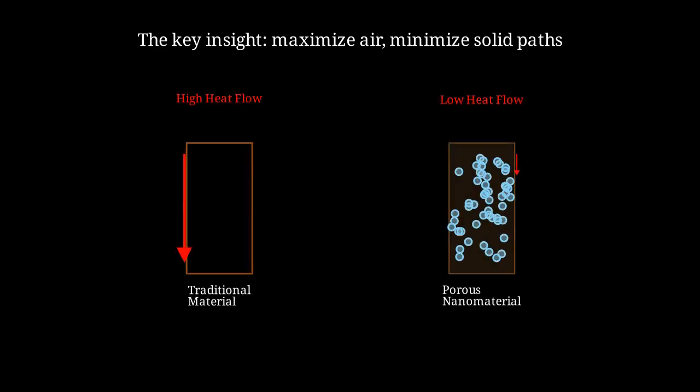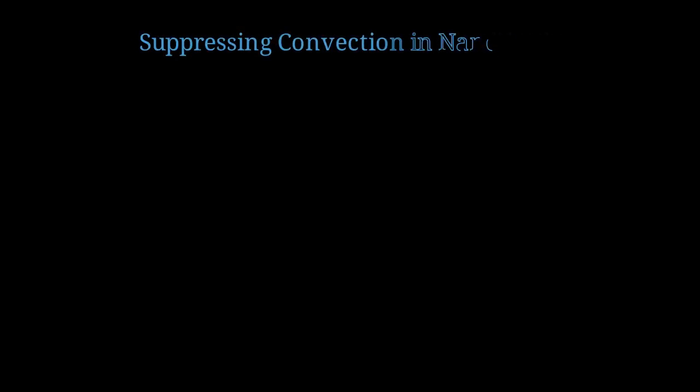The key insight is this: by creating nanoscale pores filled with air, we maximize the proportion of poorly conducting air while minimizing the solid pathways through which heat can flow. On the left, we see traditional material with continuous solid pathways allowing efficient heat conduction. On the right, the porous nanomaterial forces heat to take a tortuous path through both solid and air, dramatically reducing heat flow. You might now ask, if the pores are filled with air, won't convection occur?